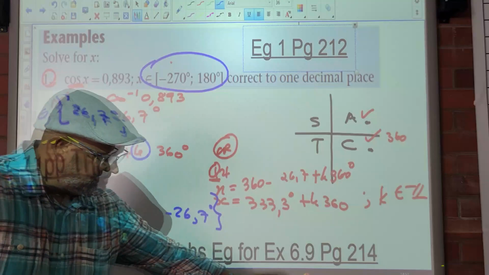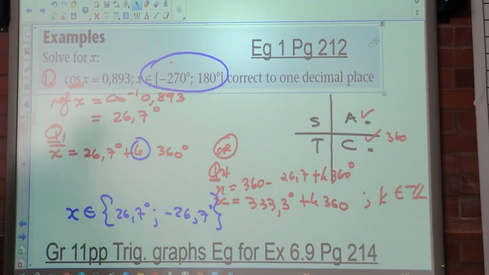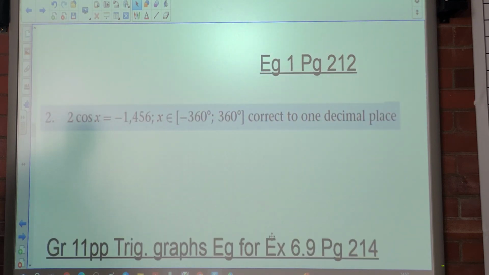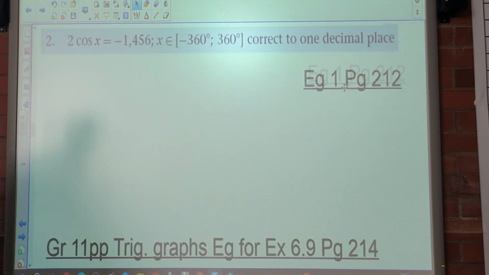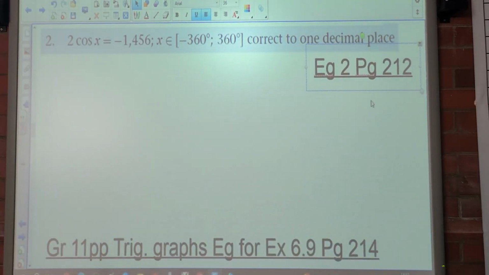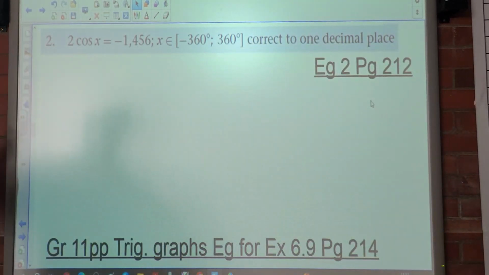Okay. Let's go to example 2. Example 2 is also on page 212. Here we are given 2 cos x equal to negative 1,456 and x is an element of negative 360 to 360 degrees. Correct to one decimal place, we need to solve for x.